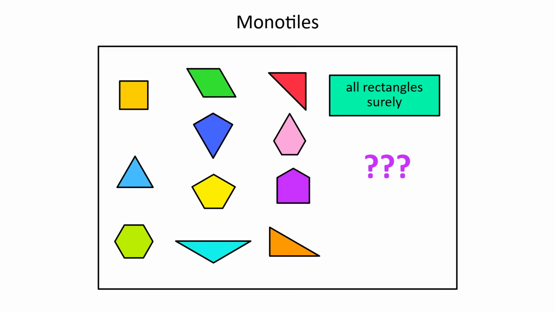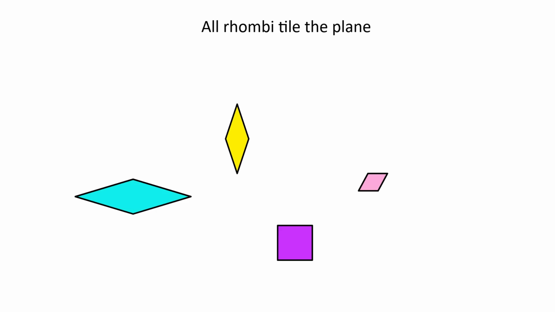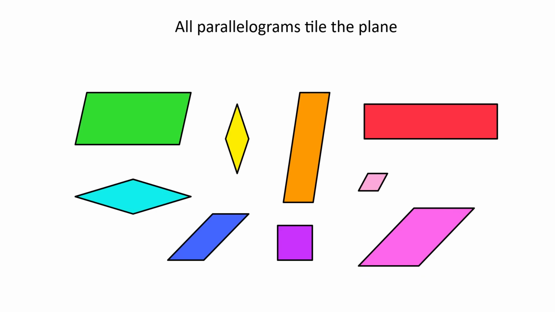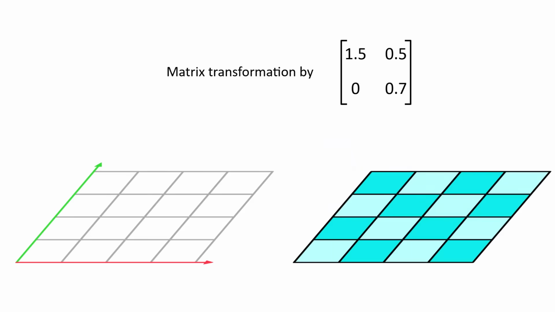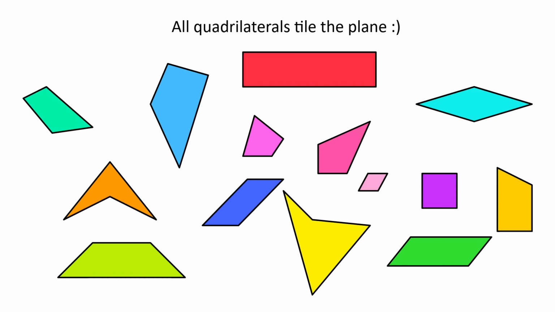But enough about rectangles, what about rhombi? Well, they're just squares stretched along the diagonal, so they easily tile the plane as well. In fact, any parallelogram can tile the plane, since these tilings are essentially matrix transformations of the coordinate grid. But it's not just parallelograms. Actually, any quadrilateral can tile the plane, even concave ones.